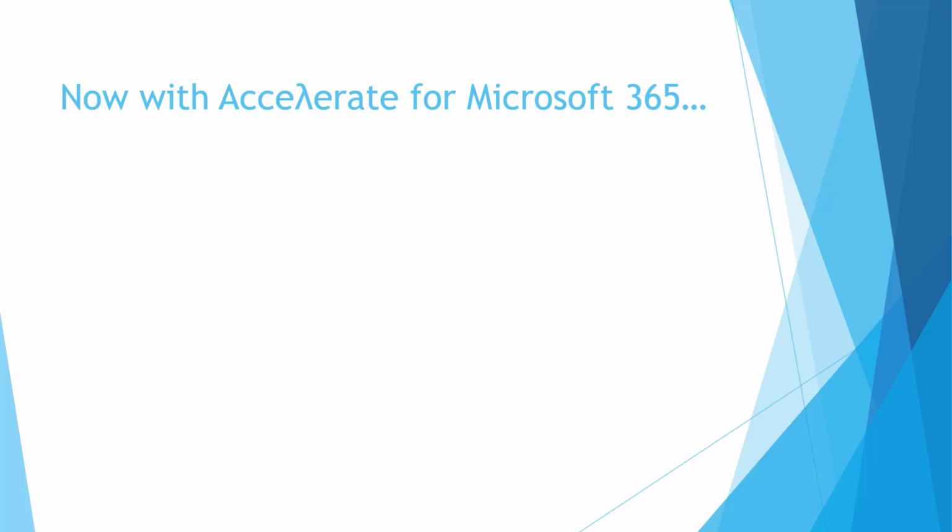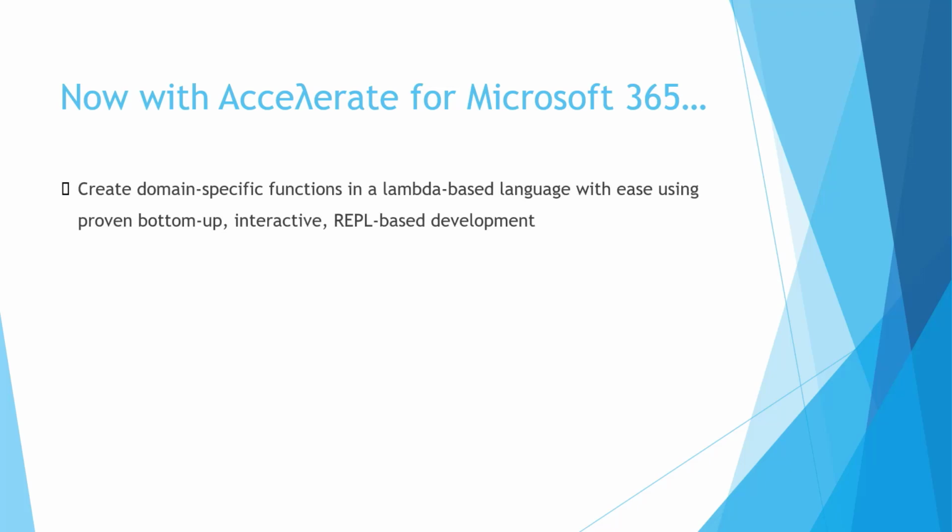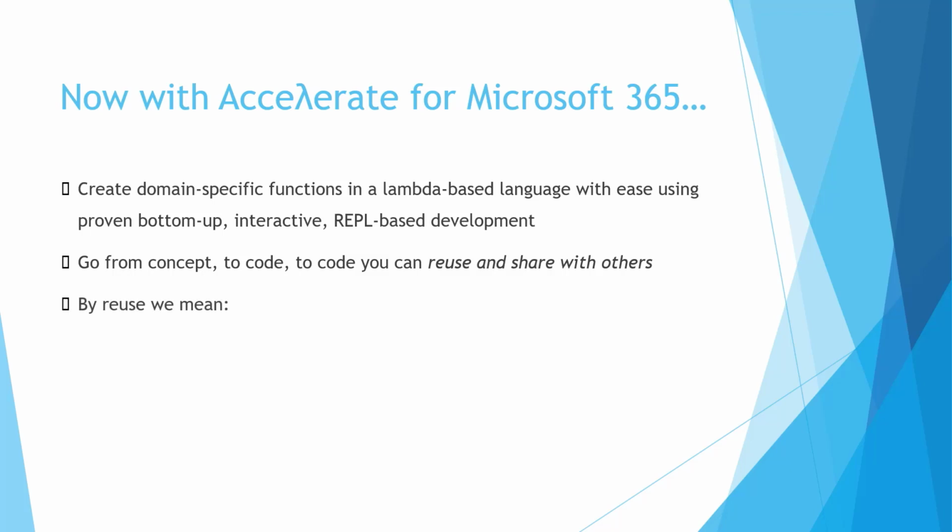Now with Accelerate for Microsoft 365, you can create domain-specific functions, that is, functions that are precisely suited to your problem space or business requirements in a Lambda-based language with decades of proven performance, especially well suited to a bottom-up interactive REPL-based engineering methodology. You can go from concept to code that you can reuse and share with others according to a promotion model that's easy to apply as you experiment and harden your solution. By reuse, we mean persist the functions to the spreadsheet directly, or save them to shareable libraries. These are libraries you can store on GitHub or other popular open source platforms.